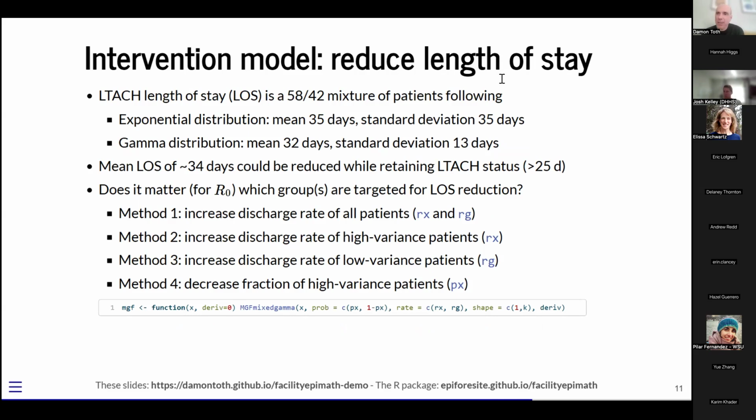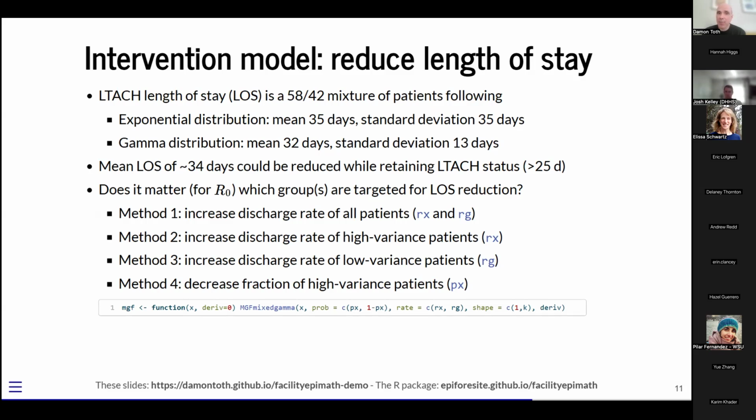Another possible intervention is to reduce length of stay, because that's a component of R naught. How many people you transmit to depends on the transmission rate, and also on how long you are in the facility. Because the facility we modeled in the examples is an LTAC, a long-term acute care hospital, length of stay is very long, which is part of why they're at such high risk for bad outbreaks of these bugs. So another intervention would be to reduce that length of stay, potentially reducing R naught.